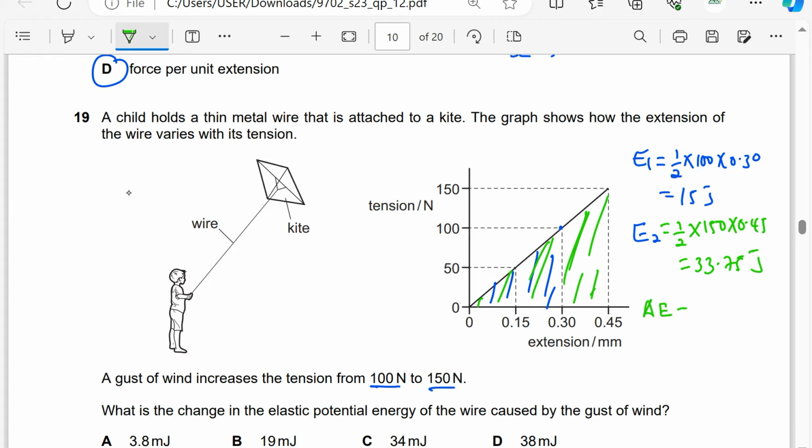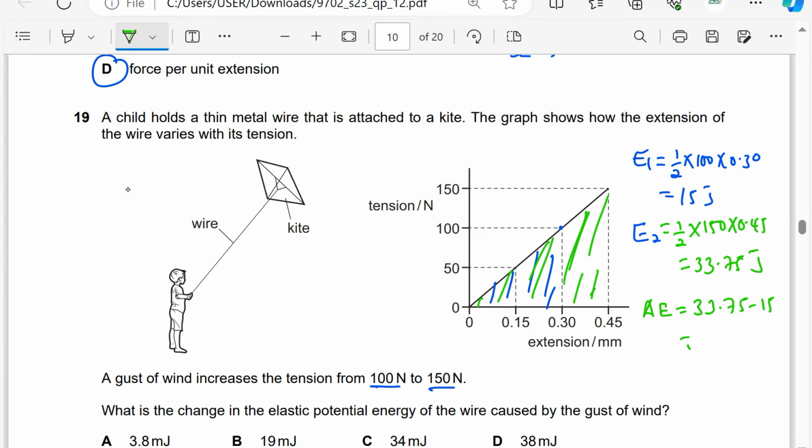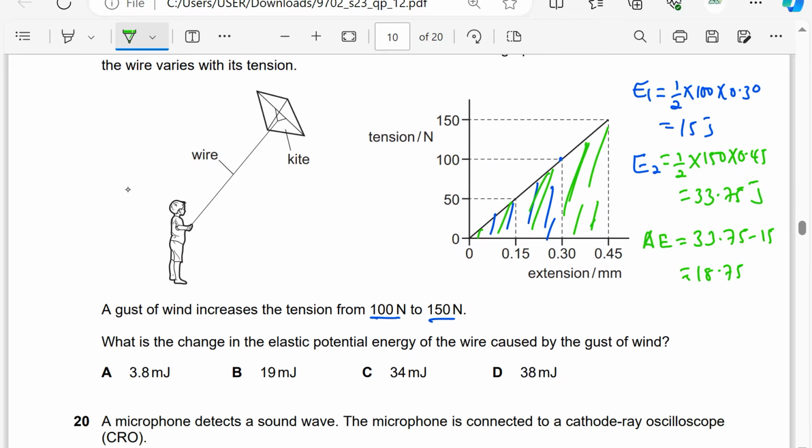So we want the change in elastic potential energy. So the change in elastic potential energy is going to be 33.75 minus 15. So I'll subtract 15, and this is 18.75. So the answer here is approximately 19. So the answer is B.